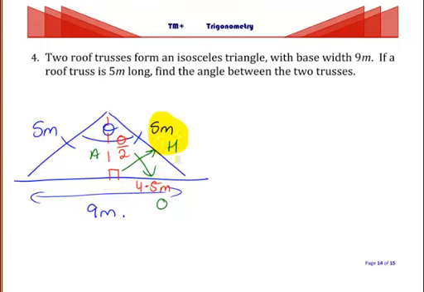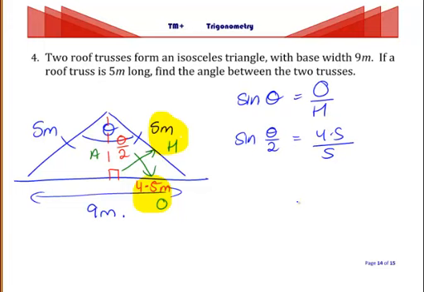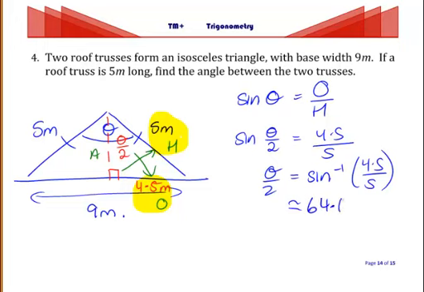So hypotenuse and opposite is sine. So sine theta is opposite over hypotenuse, that's my ratio. In this case it's sine of theta over 2 equals opposite 4.5 over hypotenuse of 5. So theta over 2 is going to be inverse sine of 4.5 over 5. Plug that into your calculator, again remember brackets, and you get approximately 64.16. So theta is going to be approximately 64.16 times 2.